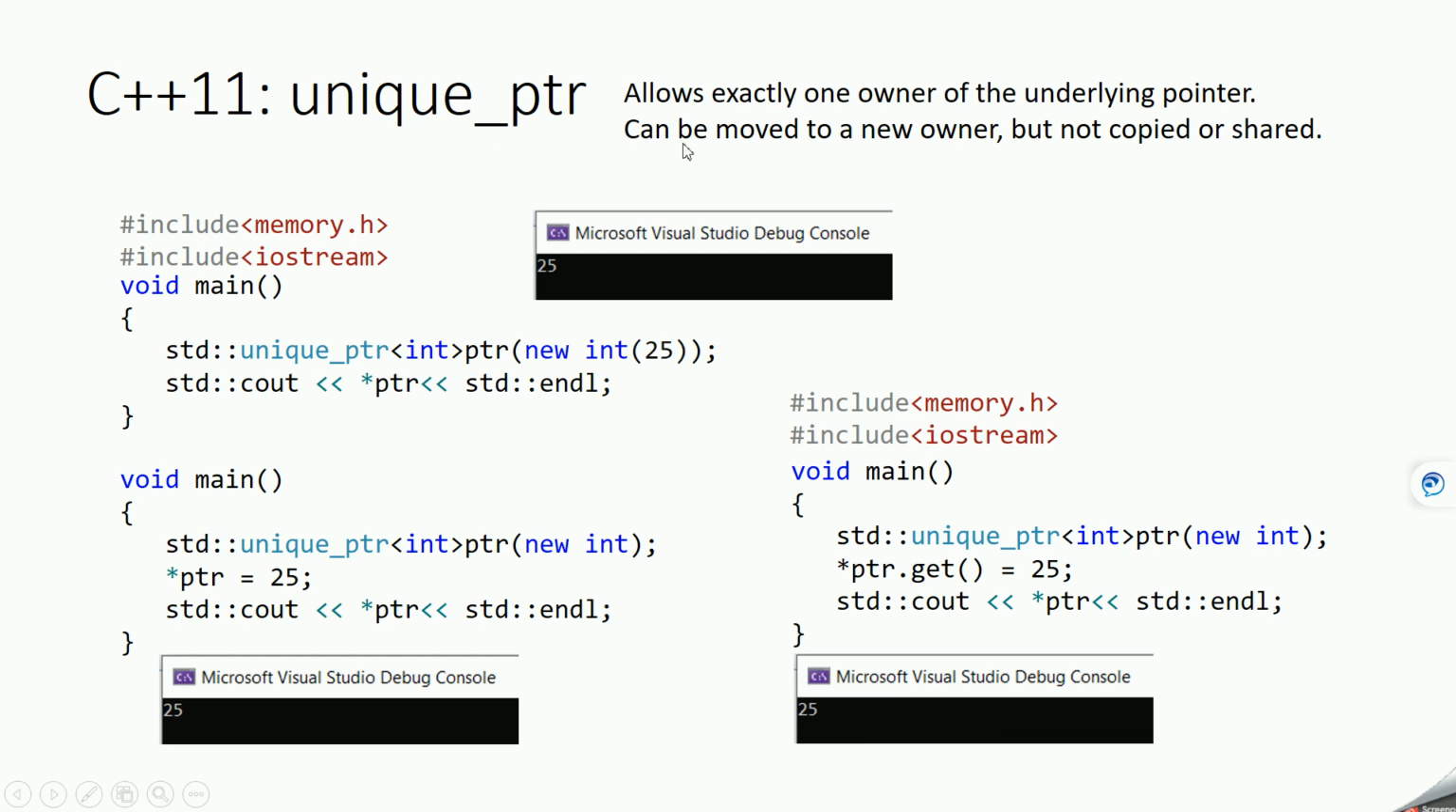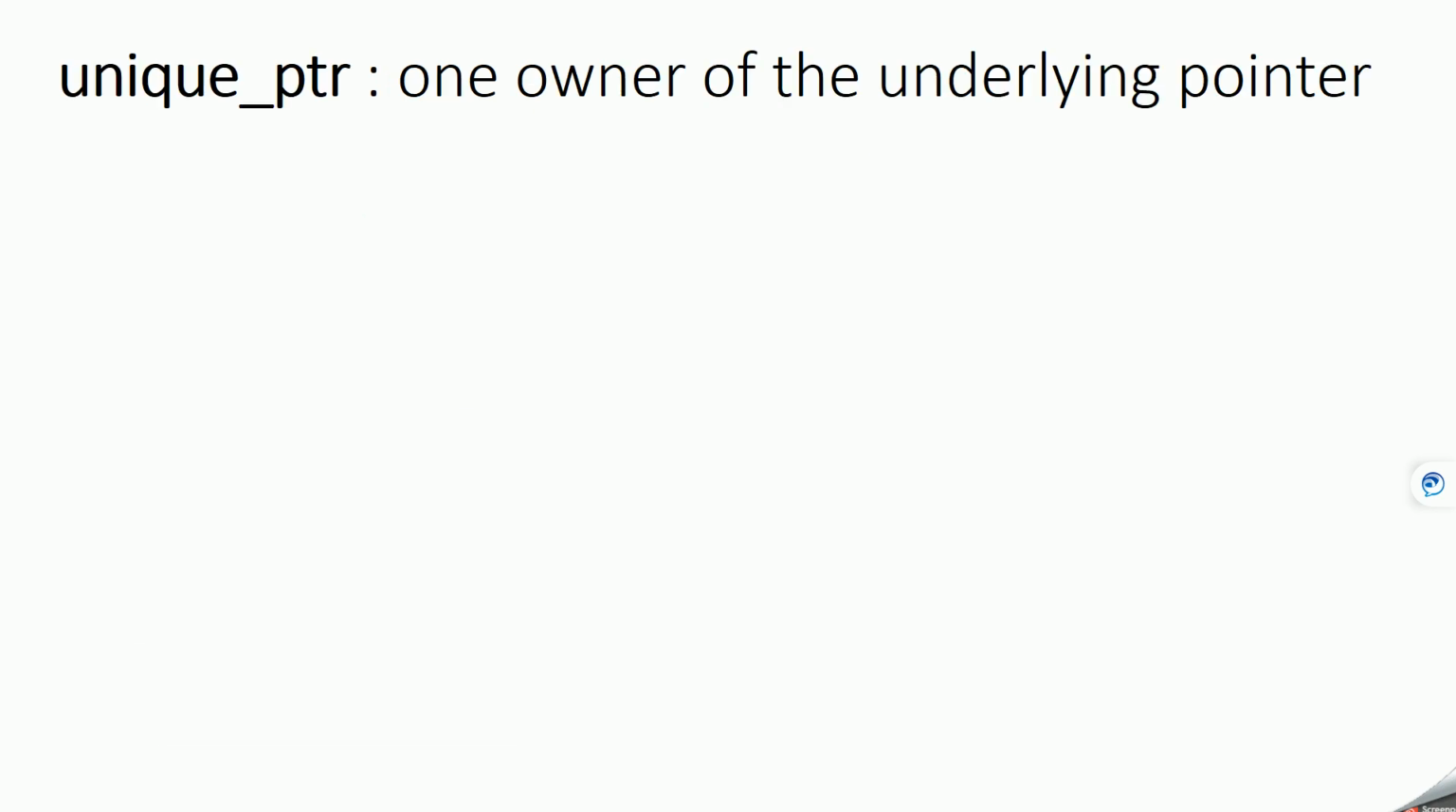In the case of unique pointer, which is a smart pointer, this unique pointer cannot be shared. Basically the memory cannot be shared between multiple unique pointers at a time. Only one unique pointer can have access to a memory. Let's see an example which demonstrates that unique pointer cannot be shared.